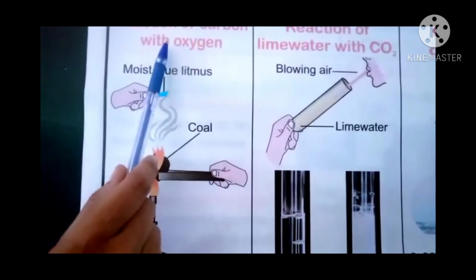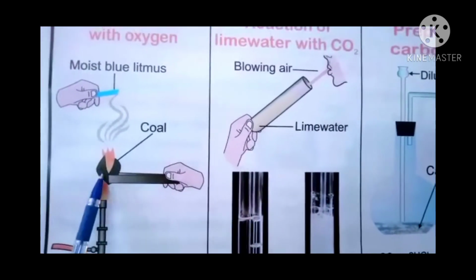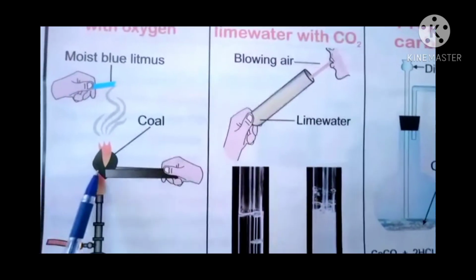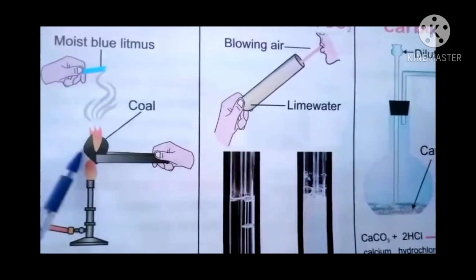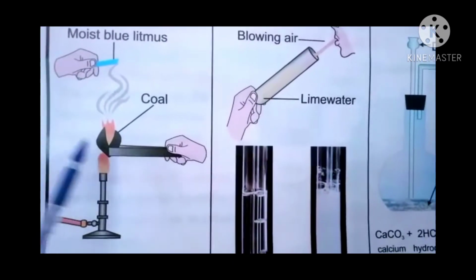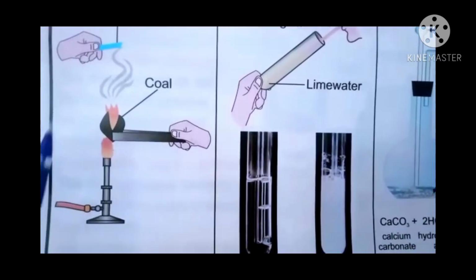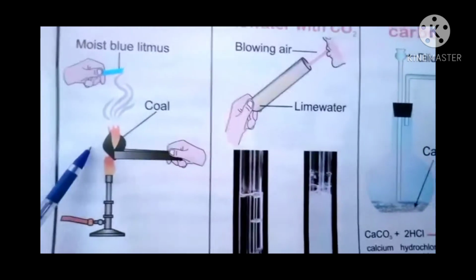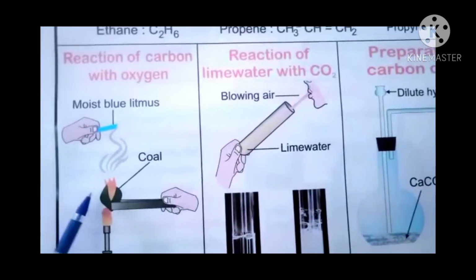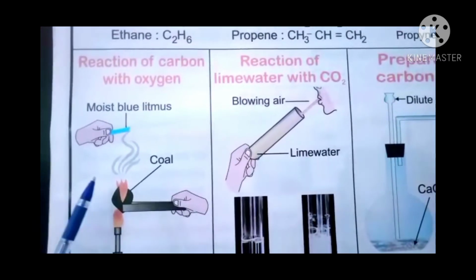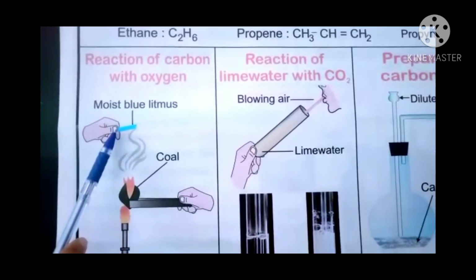Means if you want to react any substance with oxygen, we have to heat it. So here we are going to take a piece of coal, and if we heat it on a burner, then the carbon present in the coal reacts with the oxygen present in the air, and it is going to form carbon dioxide gas. And if we hold moist blue litmus paper over the flame, then it turns red. This indicates that carbon dioxide gas is acidic in nature.